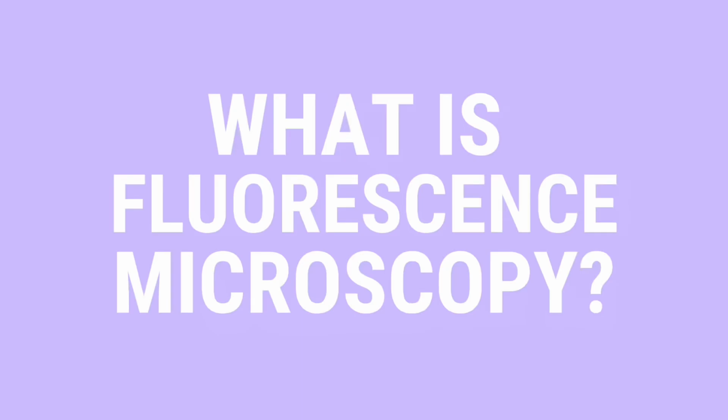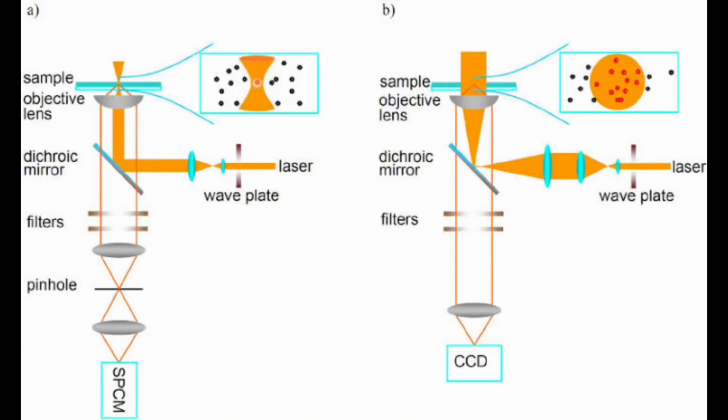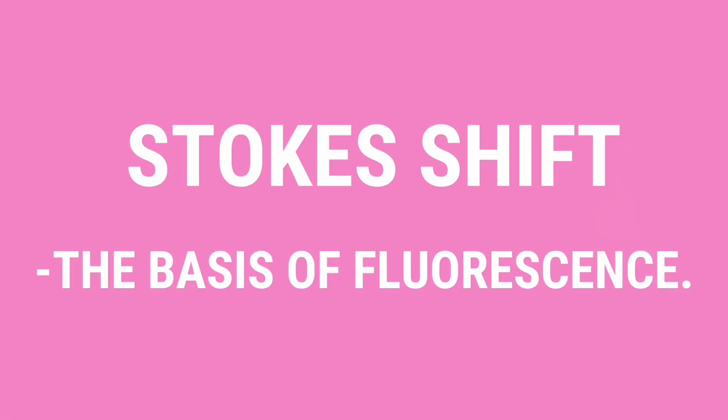Now, what is fluorescence microscopy? This works by exciting molecules with light. When the photon hits a molecule, it absorbs the energy, jumps to a higher energy state, and then emits light at a longer wavelength when it relaxes. This is called the Stokes shift, the basis of fluorescence. The emitted light is then used to map molecular structures and interactions.